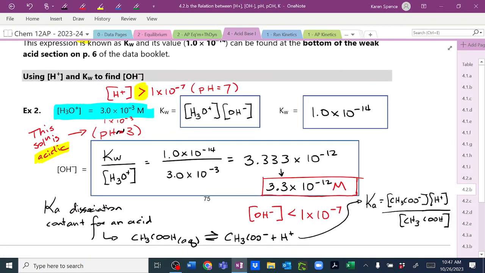We won't always mention that we did that. We'll just tell you the hydronium ion concentration, and you can say, oh, it's acidic, they must have added an acid. Or if it's basic, you go, oh, it's basic, they must have added a base.